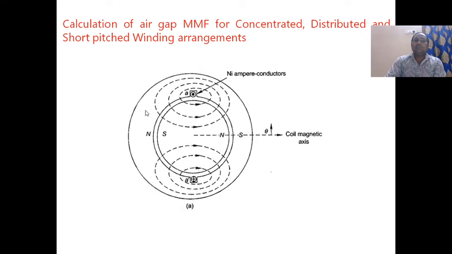The next topic is calculation of air gap MMF for concentrated, distributed and short pitch winding arrangements. So these are the poles, north and south. Current is away from the pole, current into the pole. The number of turns is N, the current flowing in this conductor is I, so Ni ampere conductors.